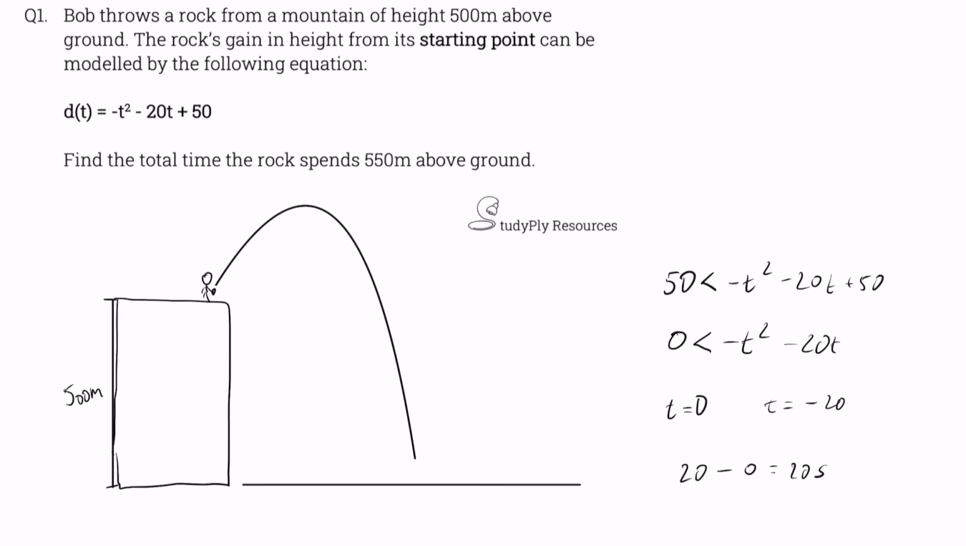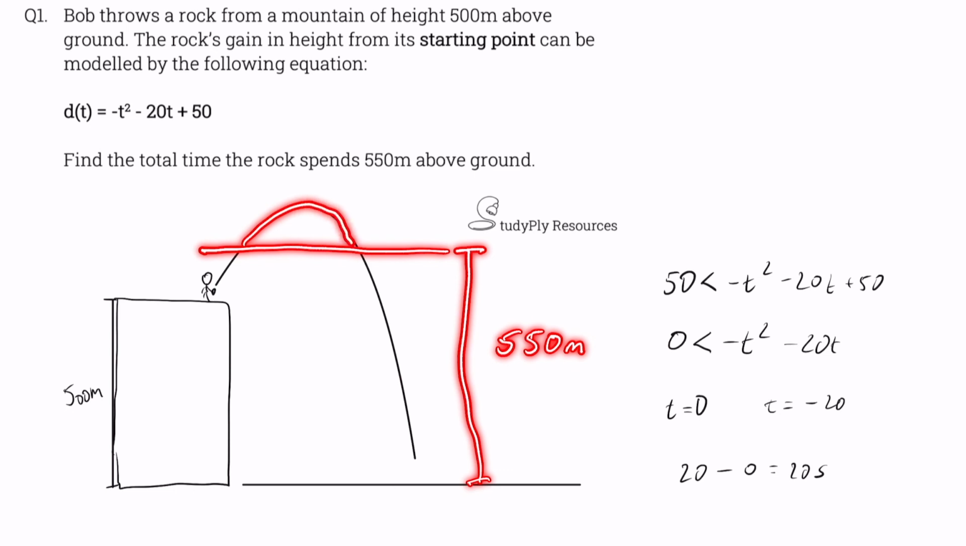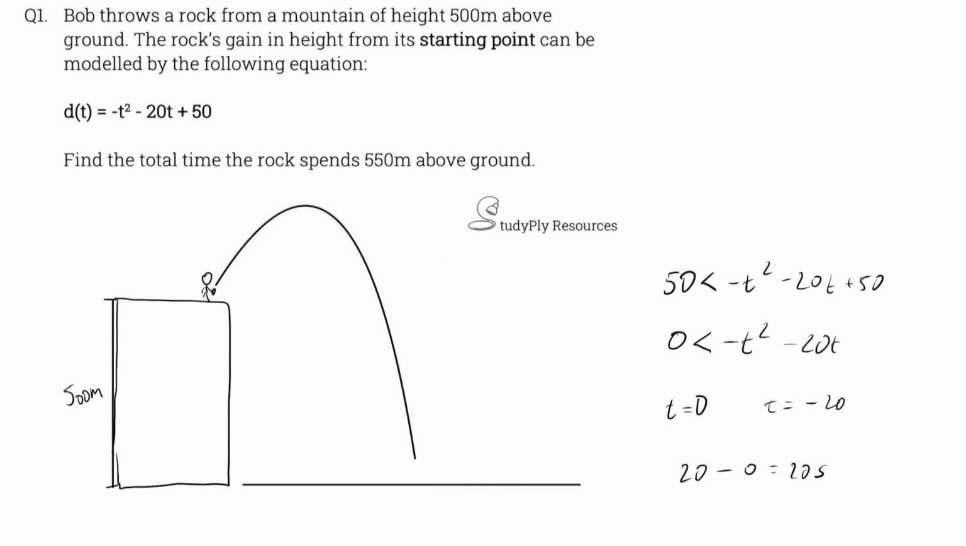That means the rock spends 20 seconds 550 meters above ground. So 550 meters, if we were to draw it like this, this region here, right? This is the amount of time it spends up there, which is just 20 seconds. So this interval here is just the 20 seconds that it spends 550 meters above ground. And that's it. That's how you solve this question.